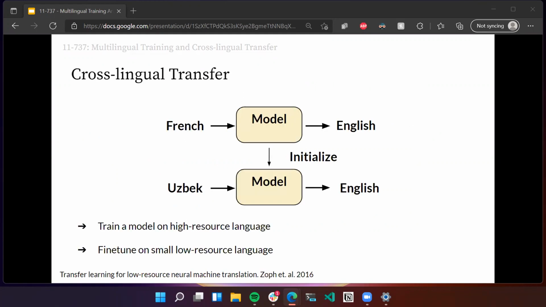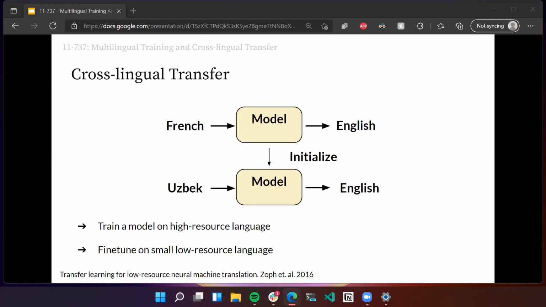Cool. So to start, the cross-lingual transfer framework is quite simple. The core assumption is that the information encoded in a trained model for one high resource language is useful for training a model in a low resource language or language pair. To do this, we first train a model on a high resource language and then use the weights learned by this model as an initialization for the model that's going to be trained on a low resource language.